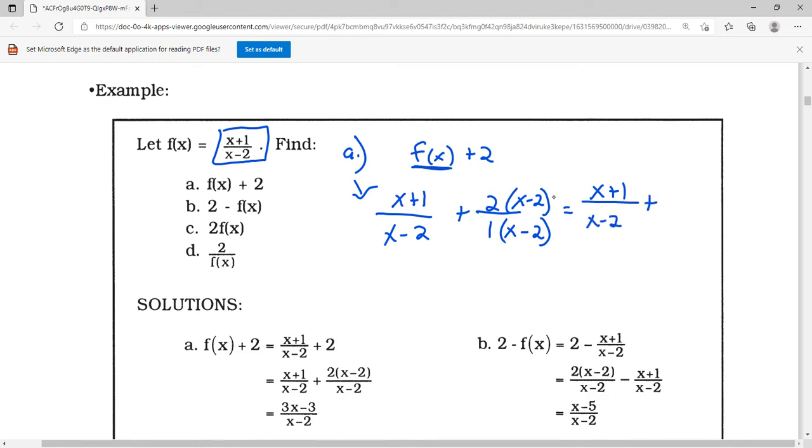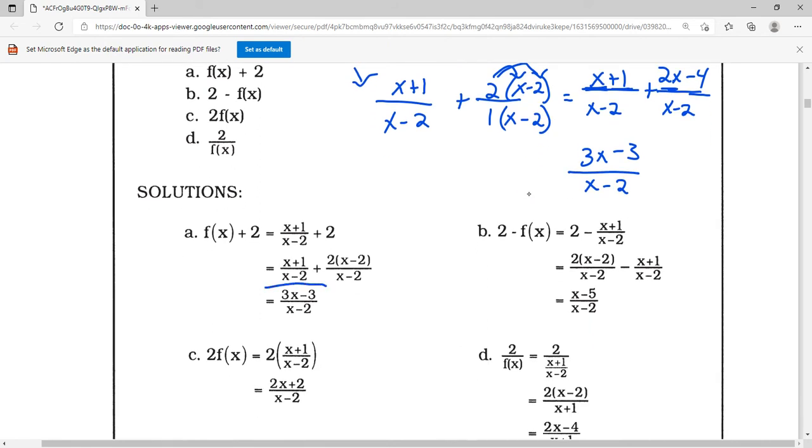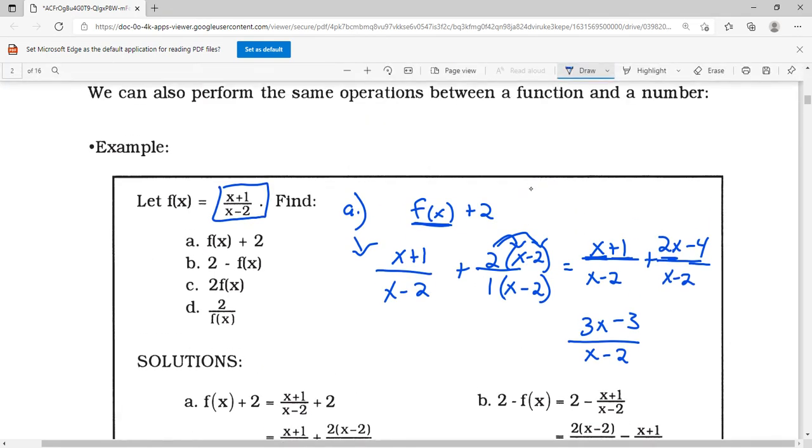Now this one, we've got to distribute that 2 there. 2 times 2 is 4 over x minus 2. And now we can put our like terms together. So x plus 2x would be 3x, and positive 1, negative 4 would be negative 3 over x minus 2. There it is. Pretty easy on that one.